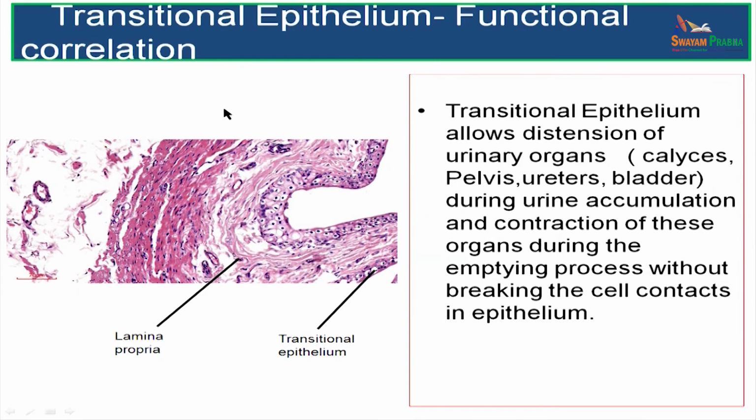Now we will go into the functional correlation of this transitional epithelium. Why do you have transitional epithelium in calyces, pelvis, ureters and bladder? The transitional epithelium allows distension of these urinary organs during urine accumulation and contraction of these organs during emptying process without breaking the cell contacts in the epithelium. That is the most important feature of transitional epithelium.